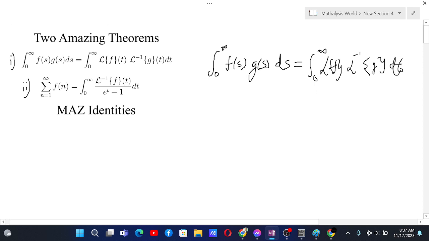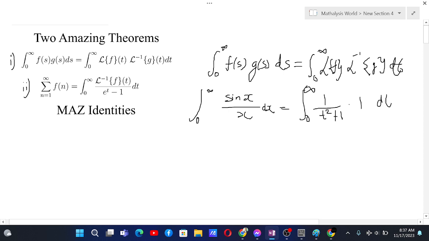This is certainly helpful in cases like, let's say we have the integral from 0 to infinity of sin x over x dx. In such cases we can take the Laplace transform of sin x, which is 1 by t square plus 1 if we take it to the world of t, and the Laplace inverse transform of 1 by x, which is just a constant, let's say 1, and then dt. And now this is just tan inverse t from 0 to infinity, so that's pi by 2 minus 0, and the answer is pi by 2.